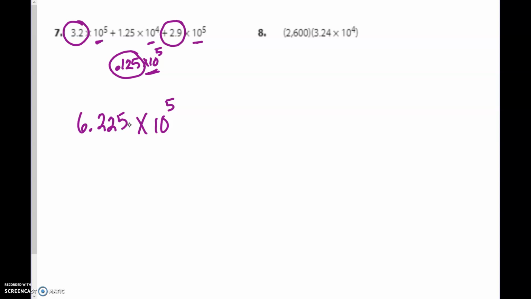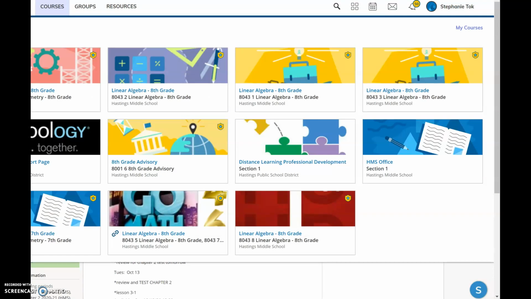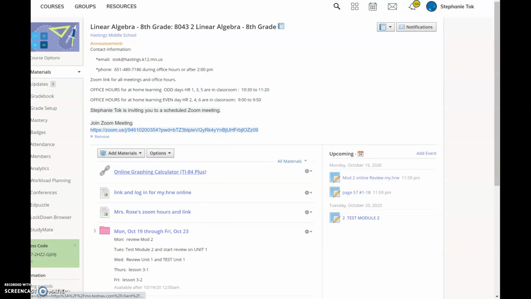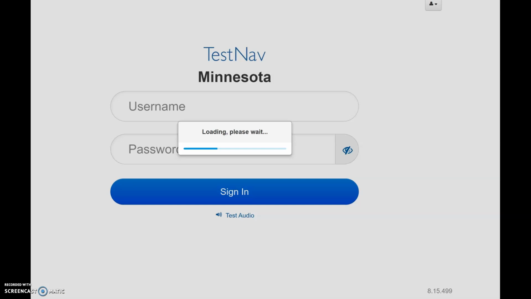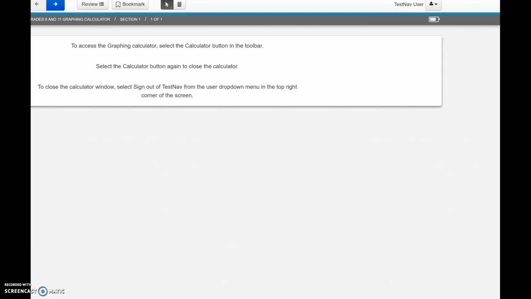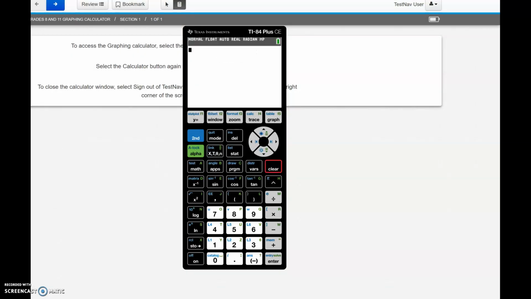Now you could just grab a calculator and plug everything in on the calculator. So let me get my calculator and I will show you how to do that. I think I'm going to go into Schoology, and then inside your course, we have a calculator. So I'm going to pick the online calculator. Okay, I'm going to hit start, and then here is that online calculator.